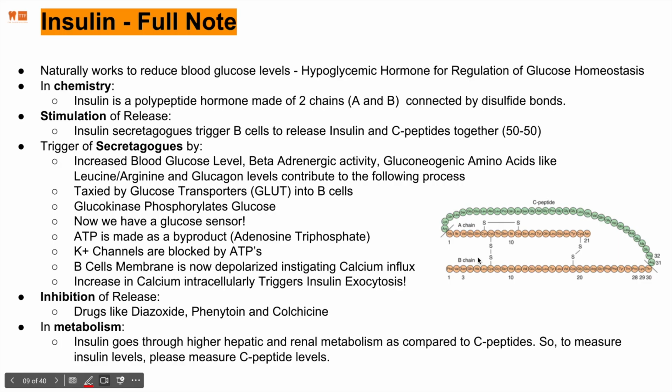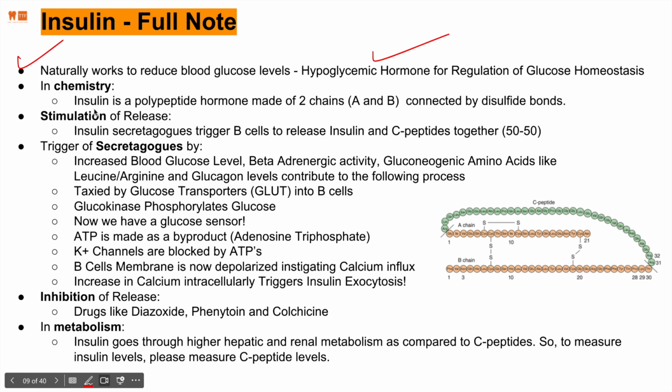So hopefully that whole concept is now clear because we're about to dive into insulin, and it's a deep, deep topic, so stay with me, you guys. Okay? Naturally, it works to reduce blood glucose levels. We got that clear. Hypoglycemic hormone for regulation of blood homeostasis. Great. We're clear on that.